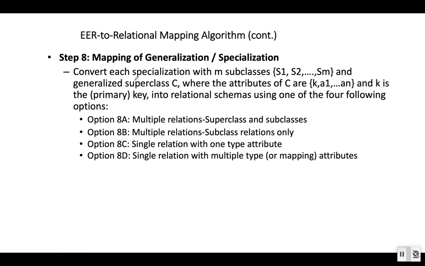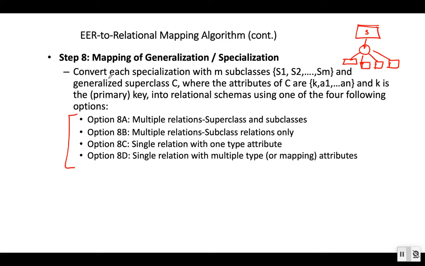We are going to convert each specialization with M subclasses. Alright, so we have a superclass S, and whether this is generalization or specialization, we know that we are going to have a superclass, and from the superclass we are going to have a couple of subclasses. So in this method we can actually have multiple options for how we can do that.